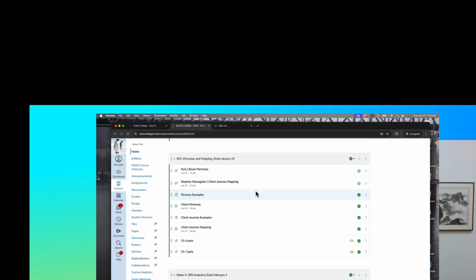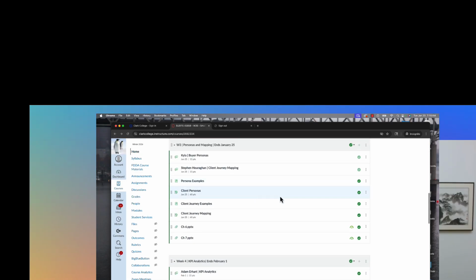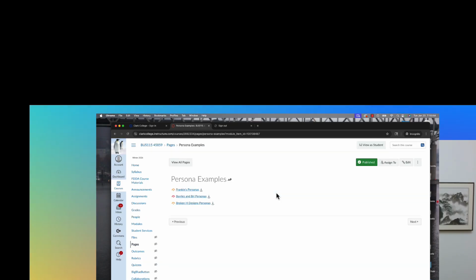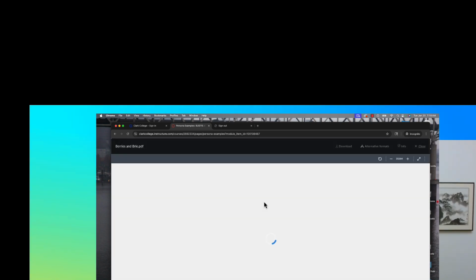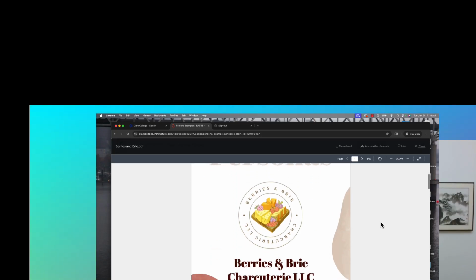Also, the other thing that you're looking at this week, thinking about another class. So those are 2 assignments, and as always, I am going to give you examples. So here's 2 good personas, or 3 actually. Berries and Bree, this was a student that she did actually open her business once the class ended. These are her client personas.